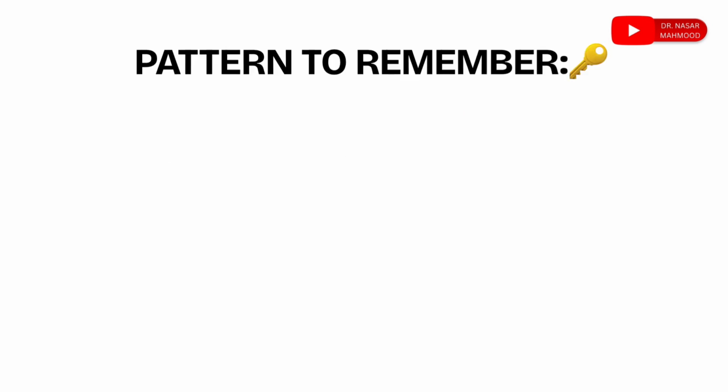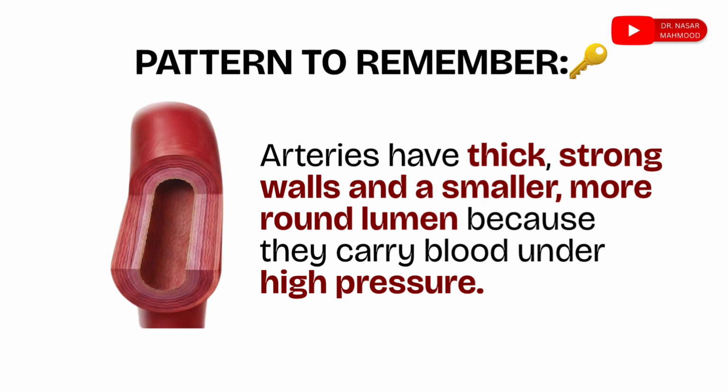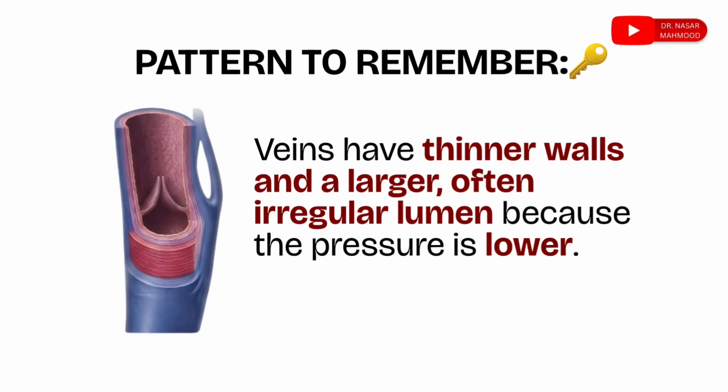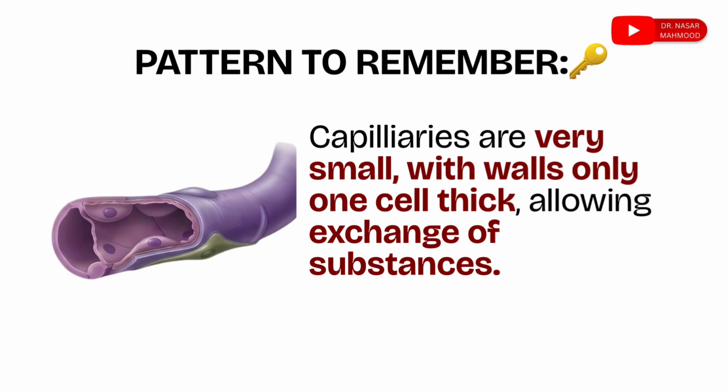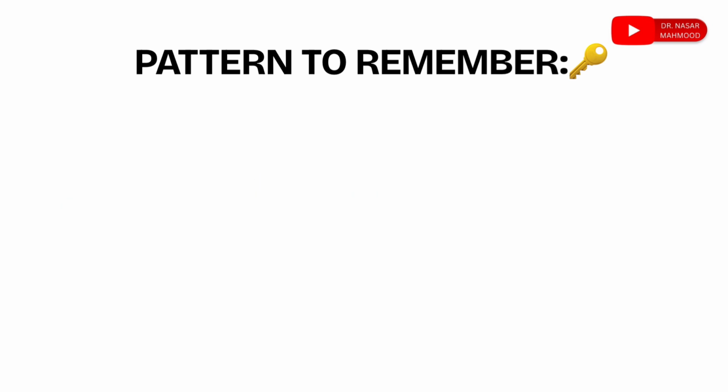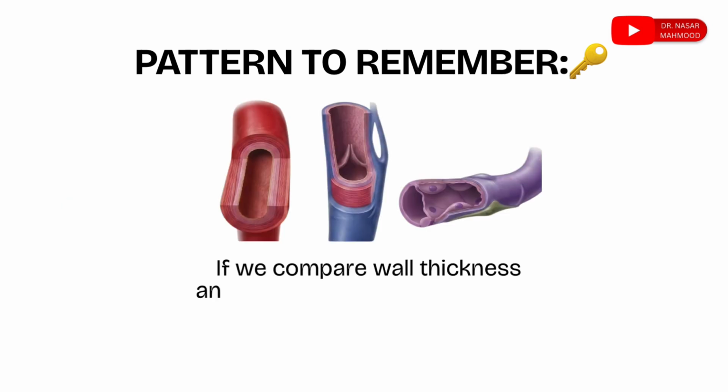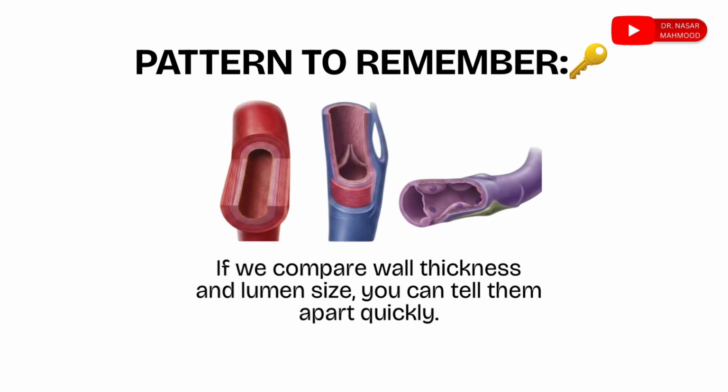And here's a pattern to remember. Arteries have thick, stronger walls and a smaller, more round lumen because they carry blood under high pressure. Veins have a thinner wall and often much larger and irregular lumen because the pressure is much lower. And the capillaries are very small, with walls only one cell layer thick, allowing exchange of substances. If you compare wall thickness and lumen size, you can very quickly tell them apart.